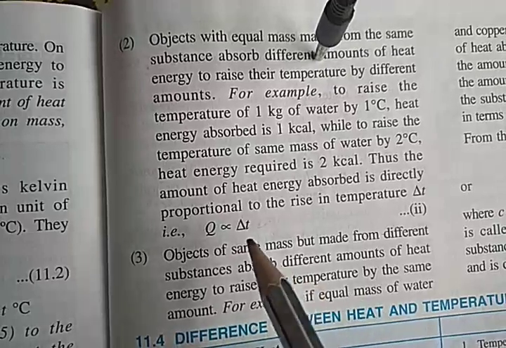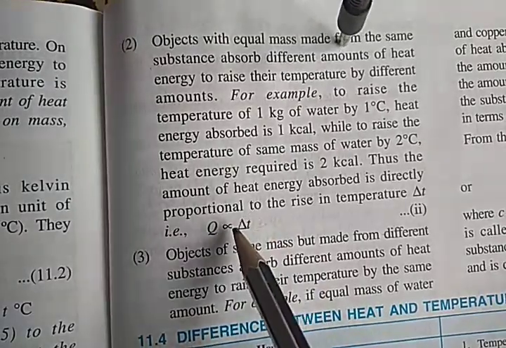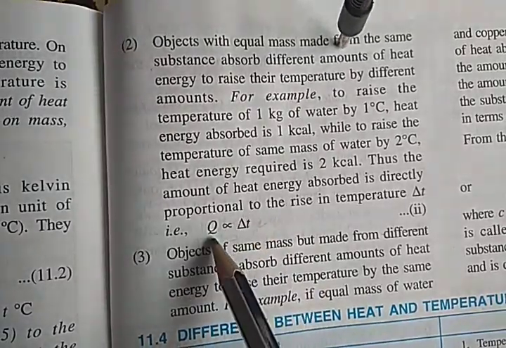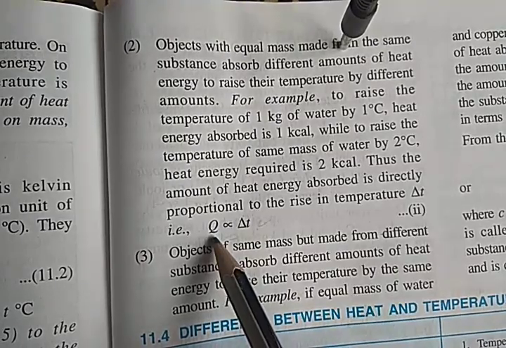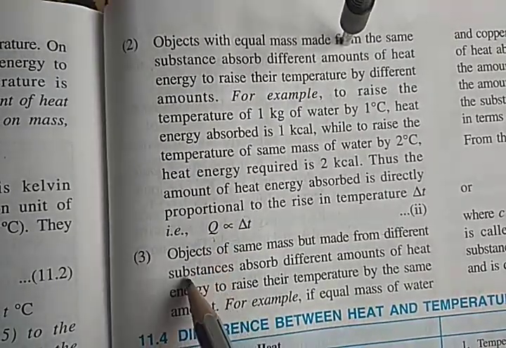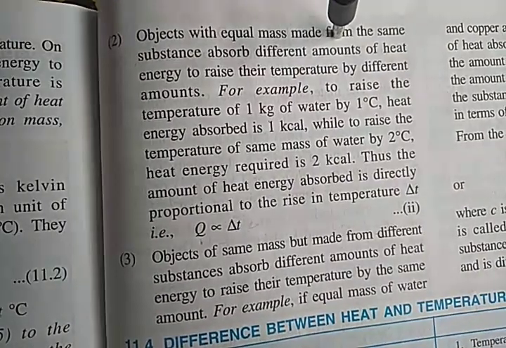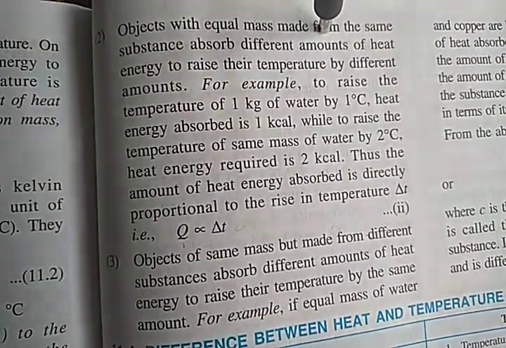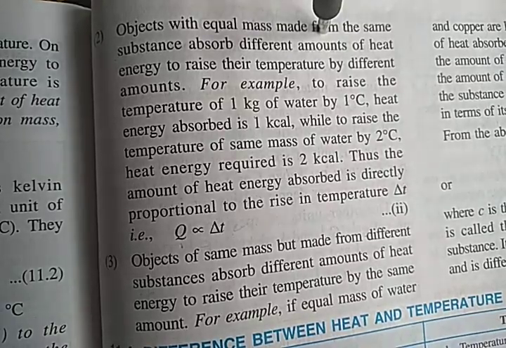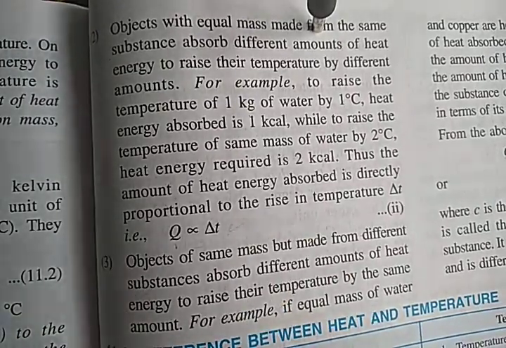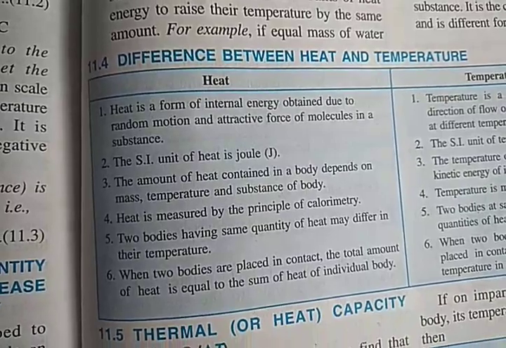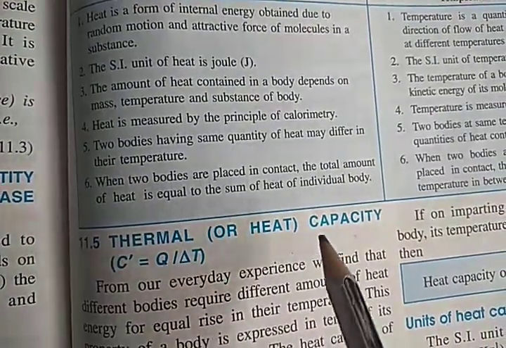Then the second factor is the rise in temperature. The more the rise in temperature, the more heat is received by the body. And the third factor is the nature of the body, meaning good conductors or bad conductors. So from these three factors, we jump to the concept of thermal or heat capacity.